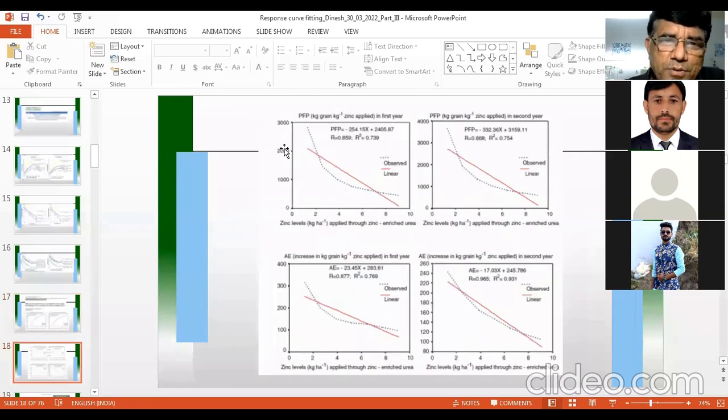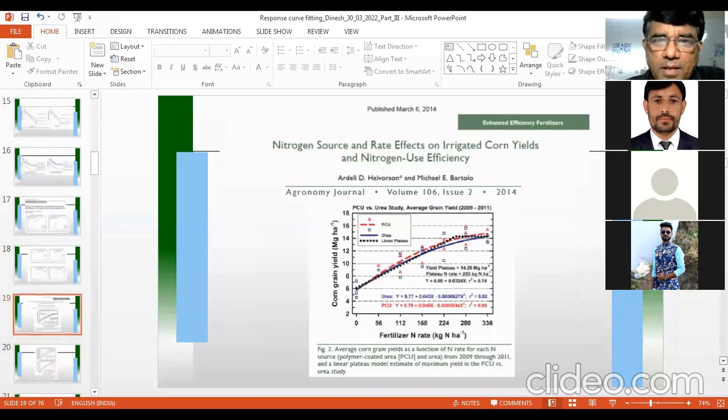Now some more data: you get a negative relationship between nitrogen use efficiency and fertilizer rates. Here zinc rates are increasing, and your partial factor productivity and agronomic efficiency are decreasing. So it is an inverse or negative relationship. Now, friends, it is not just me, it is everywhere around the world.